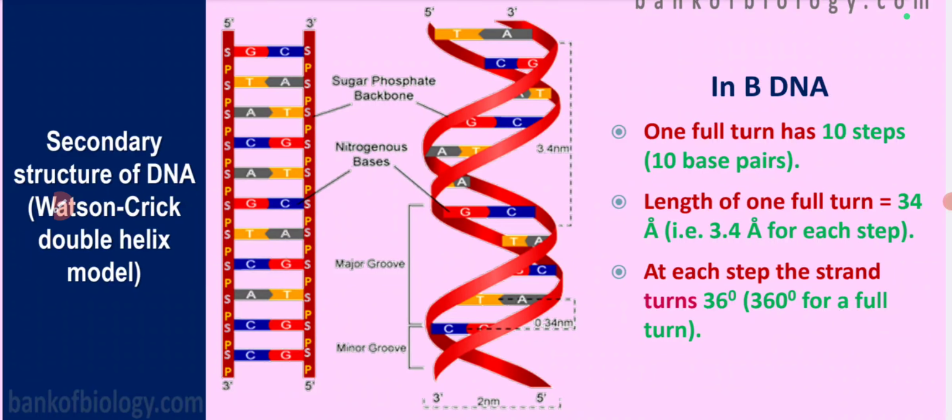In B-DNA, one full turn has 10 steps. As you can see, 10 base pairs. Length of one full turn is 34 angstrom. That is 3.4 angstrom for each step. At each step, the strand turns 36 degrees, or 360 degrees for a full turn.